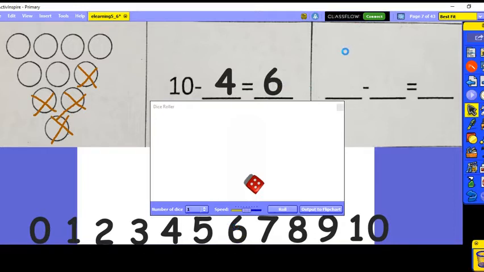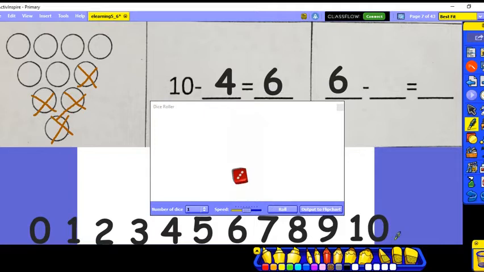Okay, now this time we're starting with 6 bowling pins. That's how many we have left. Now let's roll and see how many more we need to take away. So this time we're going to take away how many? 3.